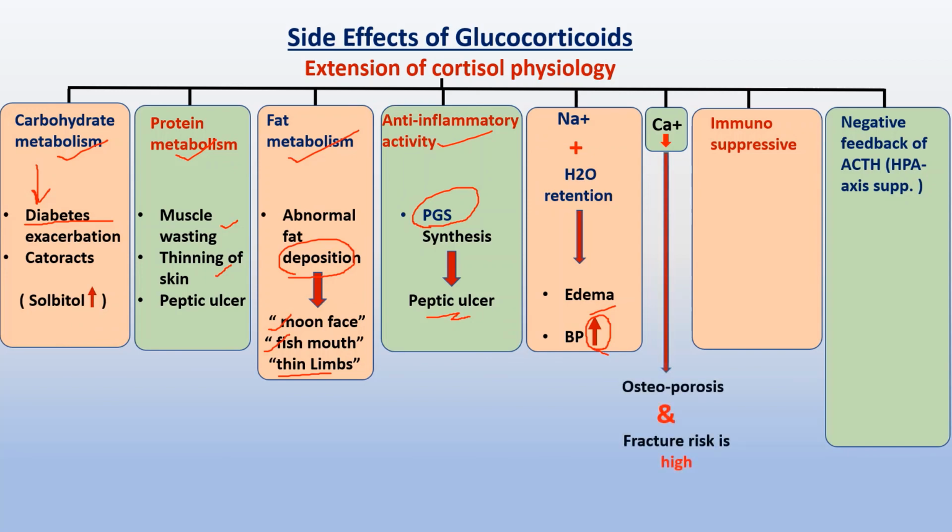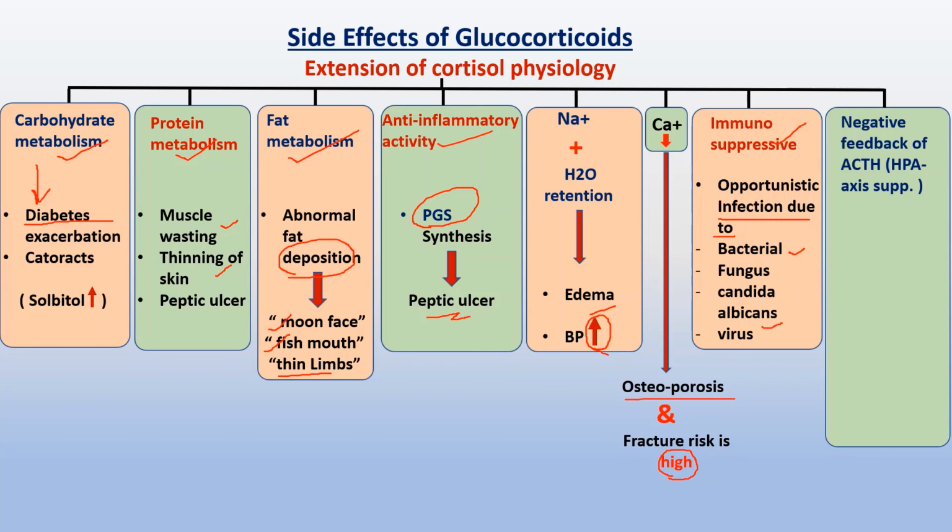These glucocorticoids will decrease the plasma calcium level. So decreased calcium level may lead to osteoporosis and even fracture risk is high. Next, about the immunosuppression effect. Due to the immunosuppression effect, they may cause opportunistic infections due to bacteria, virus, etc. Negative feedback effect of ACTH is another side effect. This negative feedback of ACTH will cause adrenal atrophy and acute adrenal insufficiency is precipitated.